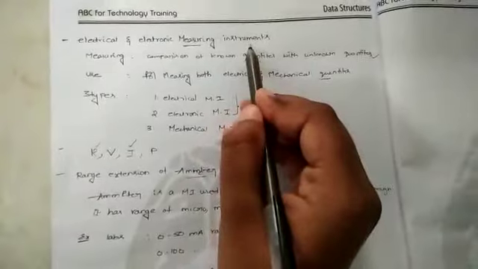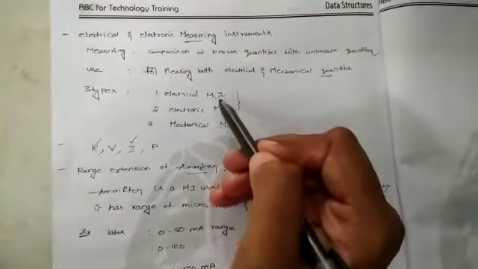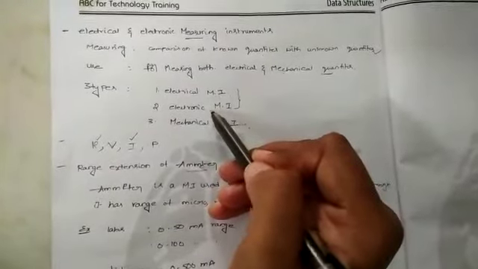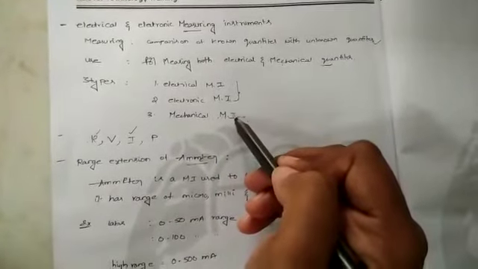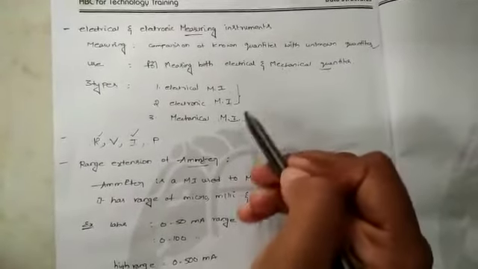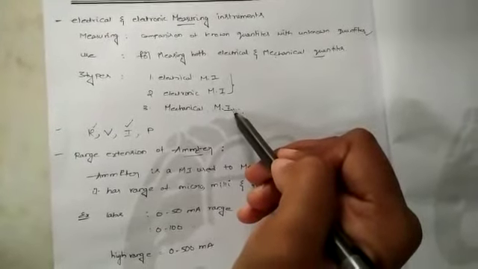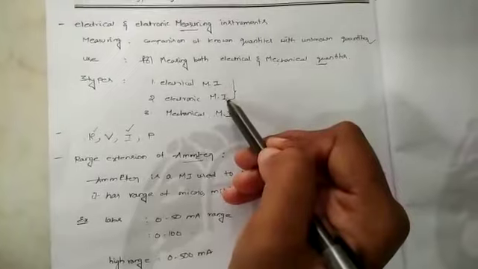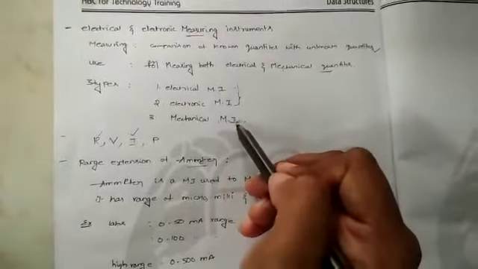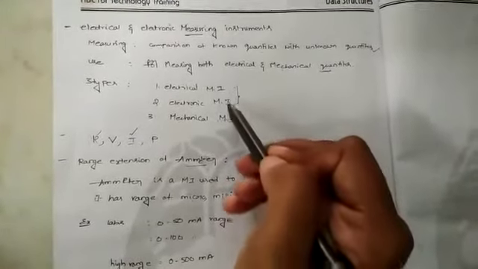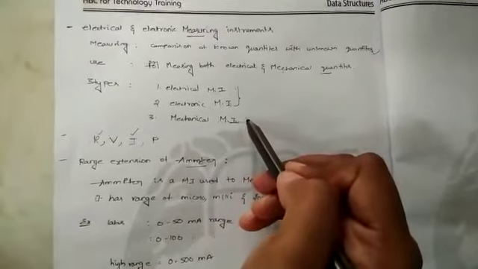The measuring instruments are mainly classified into 3 types. The first one is electrical measuring instruments, the second one is electronic measuring instruments, and the third one is mechanical measuring instruments. Mechanical measuring instruments give a response at static conditions only. They don't provide any output at dynamic conditions. Electronic measuring instruments give their response very quickly compared to the other two. And mechanical measuring instruments give their output in mechanical quantities only.